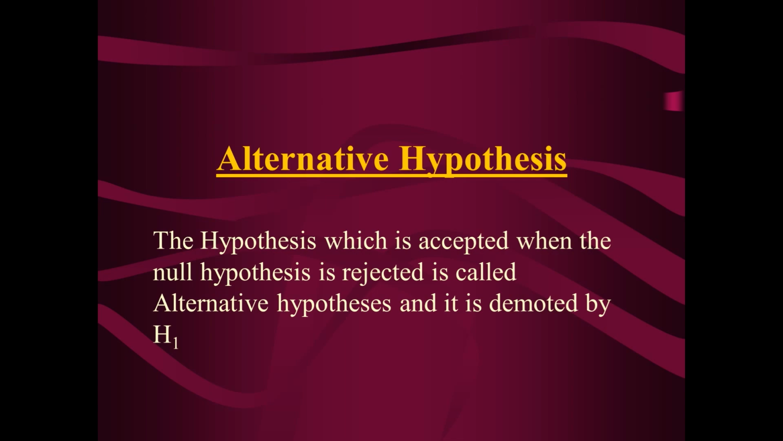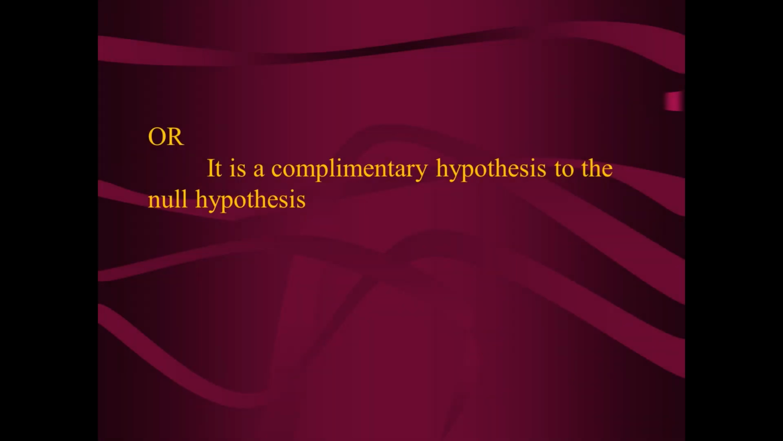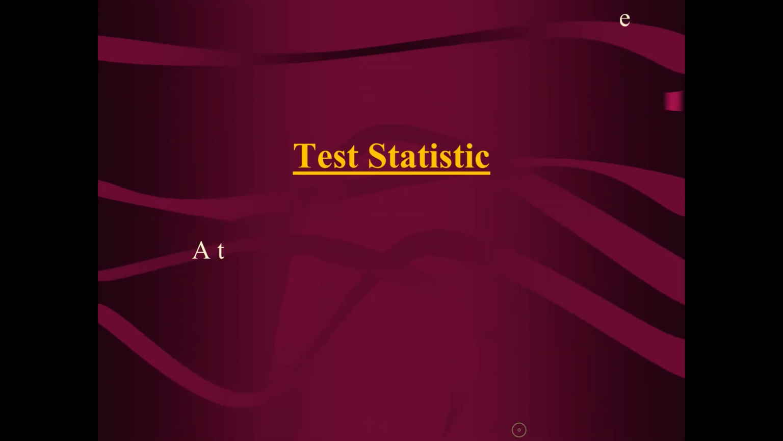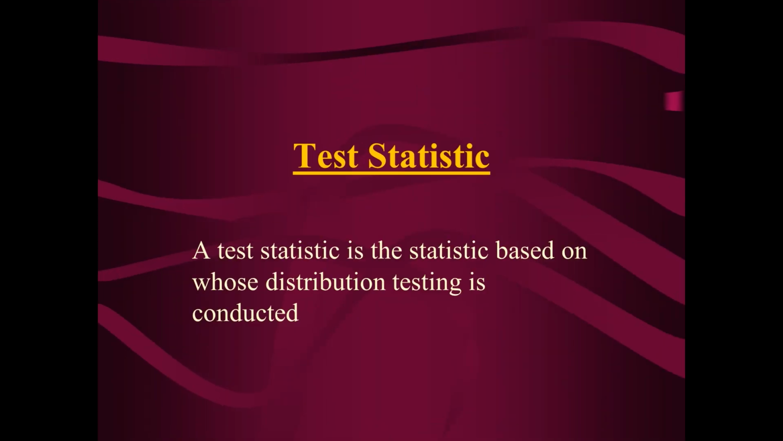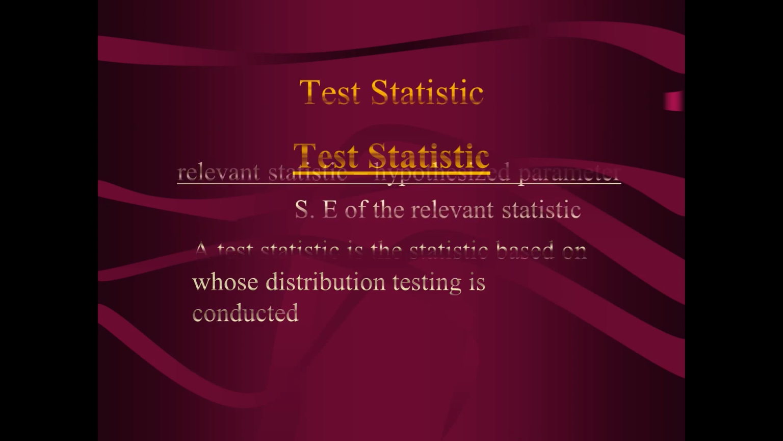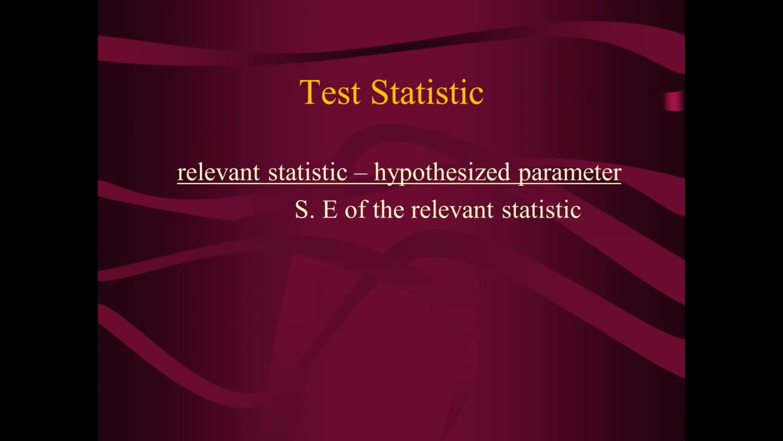Alternative hypothesis: the hypothesis which is accepted when the null hypothesis is rejected is called an alternative hypothesis, and it is denoted by H1, or else it is a complementary hypothesis to the null hypothesis. Test statistic: a test statistic is a statistic on whose distribution testing is based. It is defined as the relevant statistic minus the hypothetical parameter, divided by the standard error of the relevant statistic.